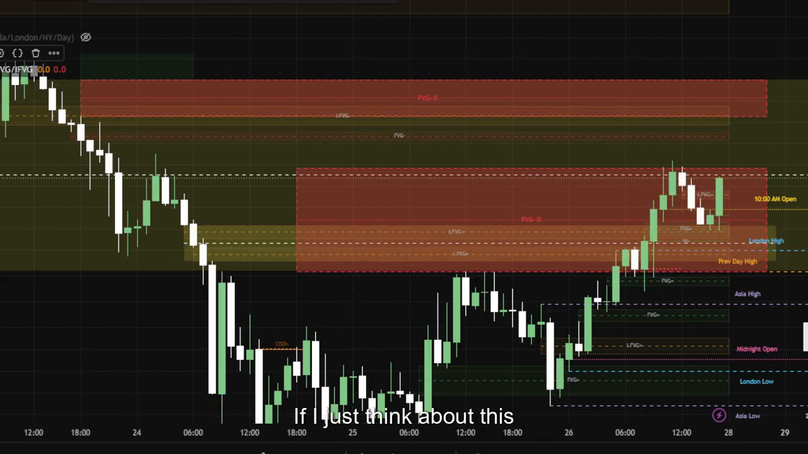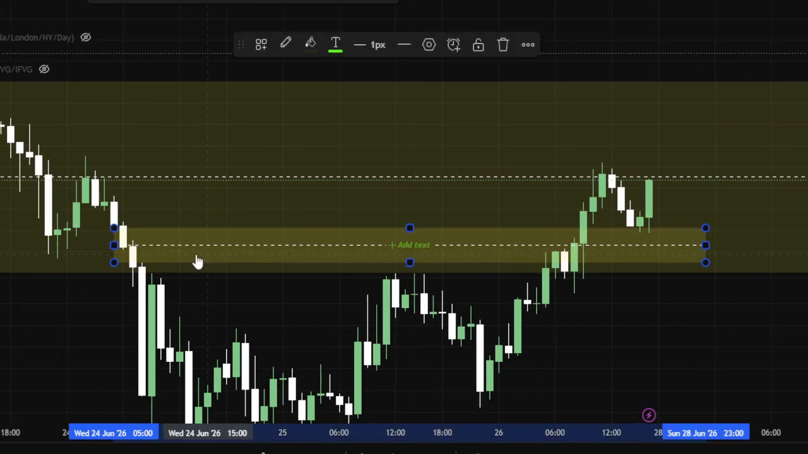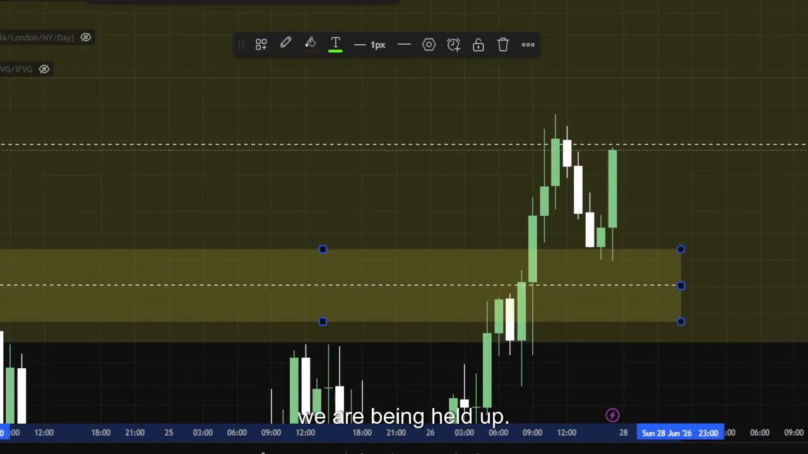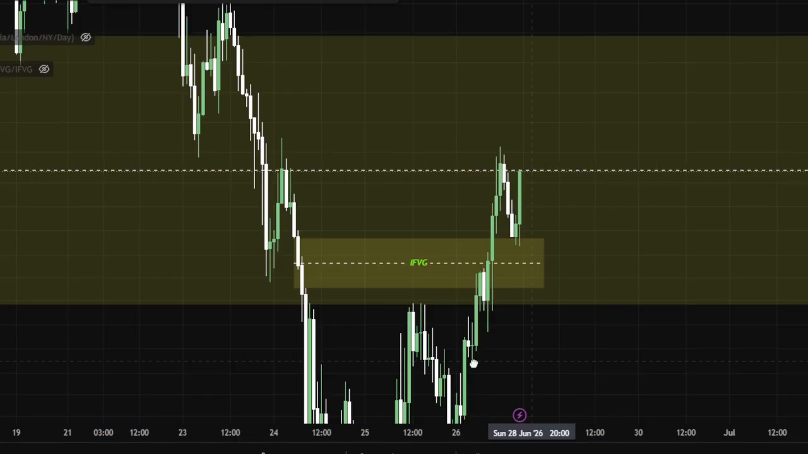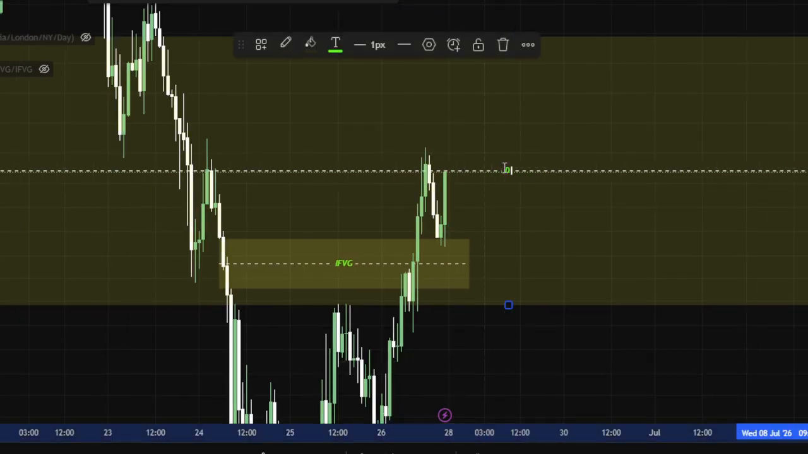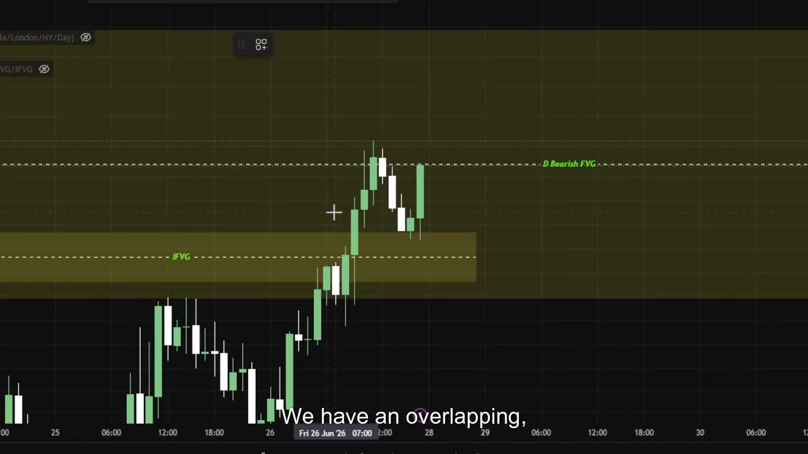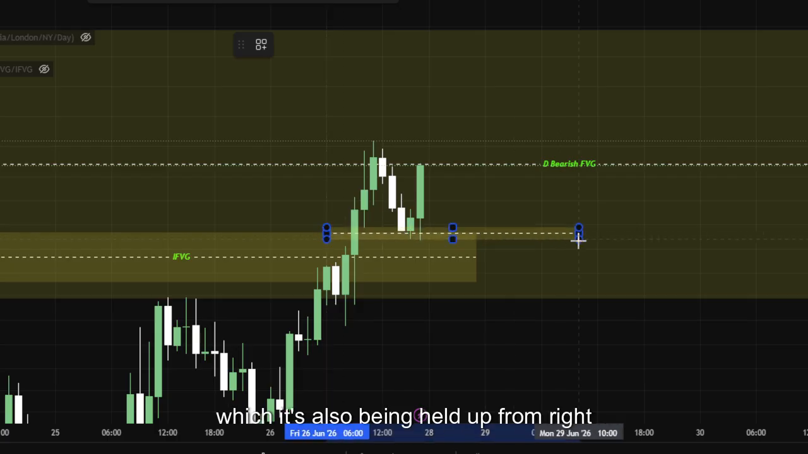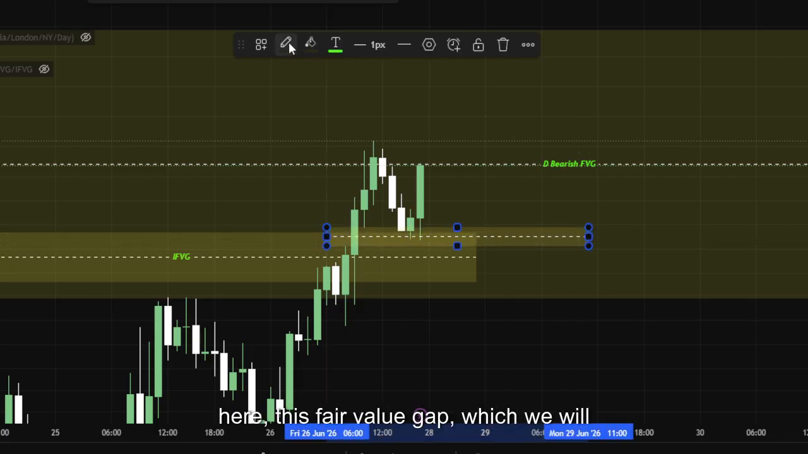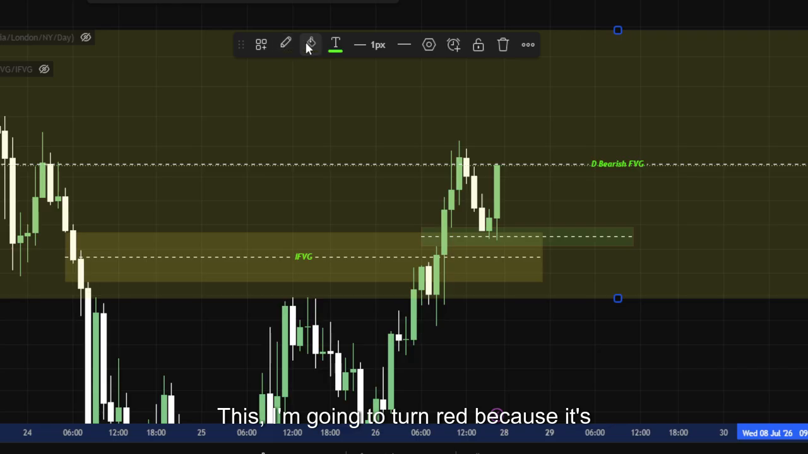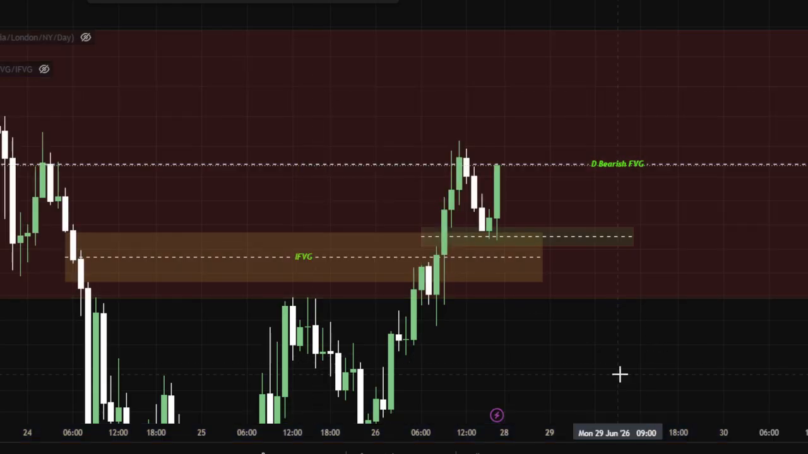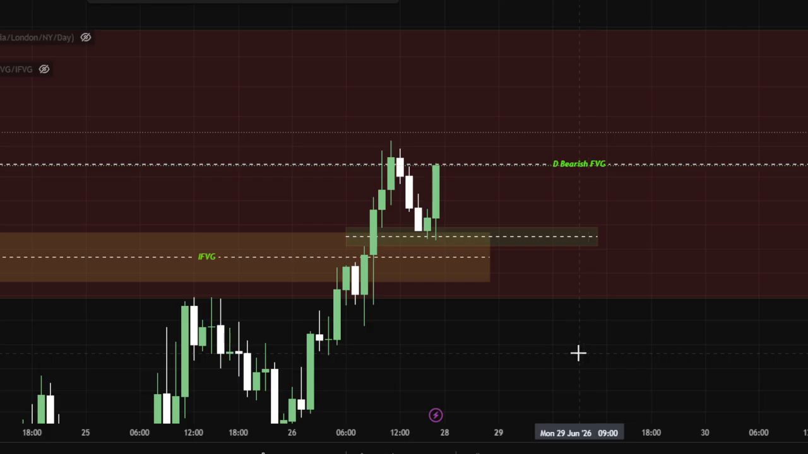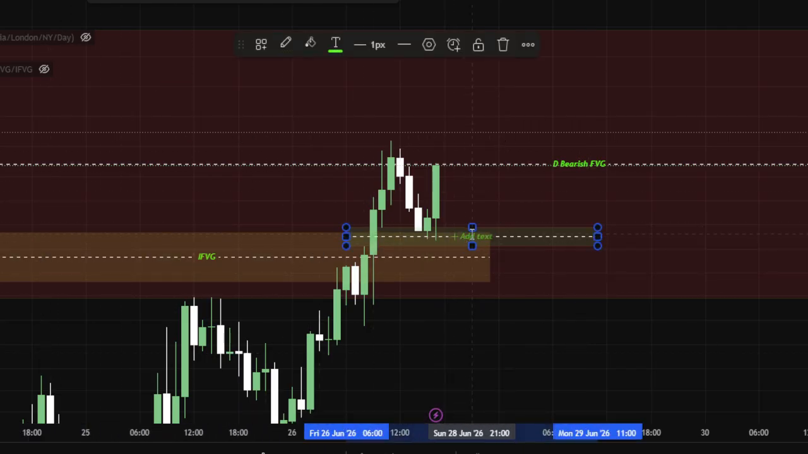If I just think about this, so this, we are being held up daily bearish fair value gap. We have an overlapping, which it's also being held up from right here, this fair value gap, which we will turn green. This, I'm going to turn red because it's bearish. Turn this one green because it's bullish. Okay, so now you kind of see the picture. And this is current F.